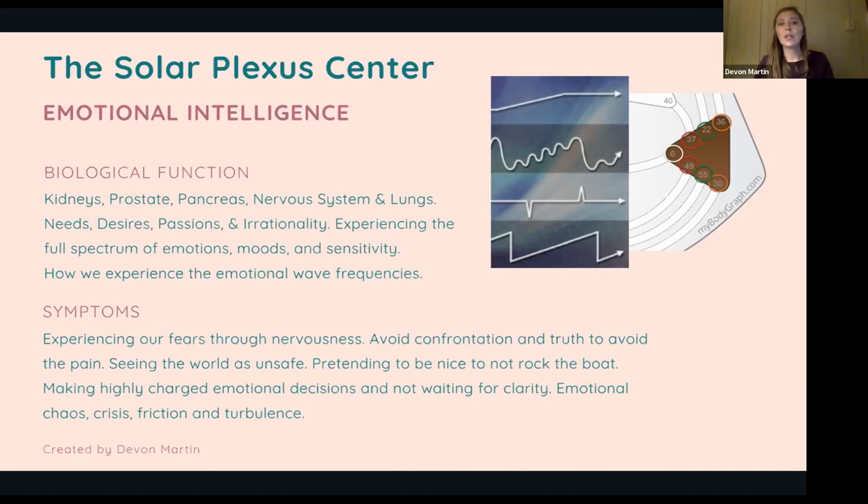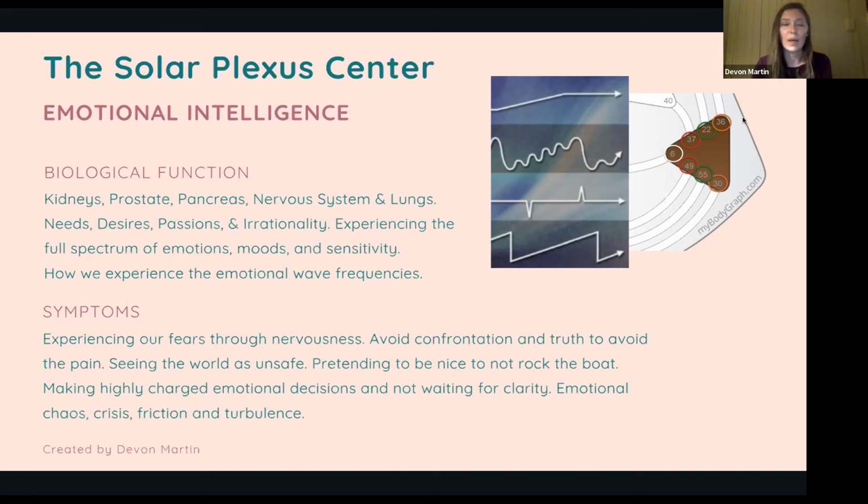Another symptom could be making highly charged emotional decisions without waiting for clarity. So the rule of thumb is if you're feeling super emotional, just sleep on it. And when you sleep on it, that chemistry is going to change and you'll have more clarity the next day. And the shadow symptoms of this are chaos, crisis, friction, and turbulence. Sounds fun, doesn't it?